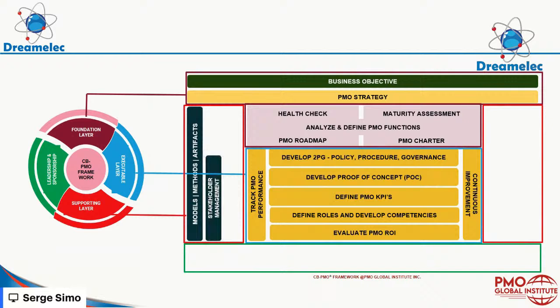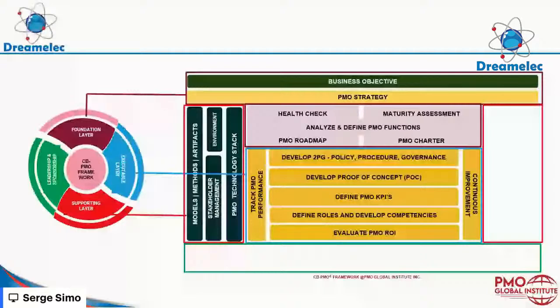Here, the third layer, the supporting layer, is where you will develop your models. You have your artifact, right? You define how to manage your stakeholders. You take into consideration your environment. You make sure that you include them properly. You think about the technology stack.